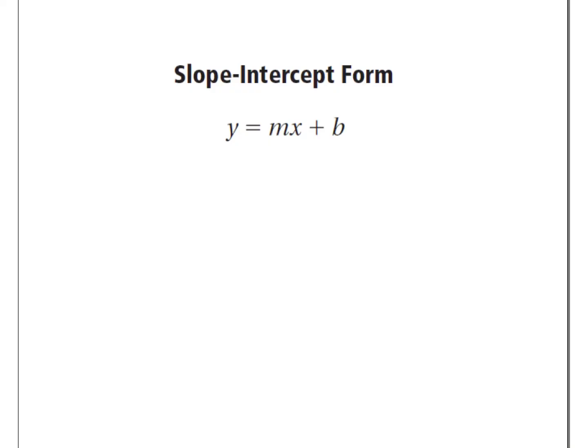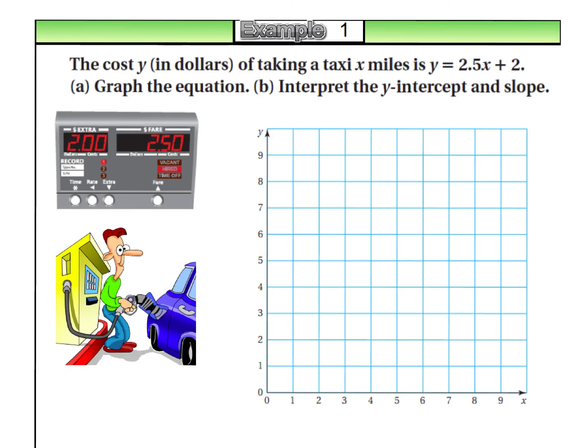So we're going to start with slope-intercept form, y equals mx plus b. This you don't have to write down for anything. We kind of talked about this in class. We've got the cost y in dollars, so the y is our money, of taking a taxi x miles. So x is how many miles we took that taxi. Here's our equation. So the first thing they want us to do is graph it.